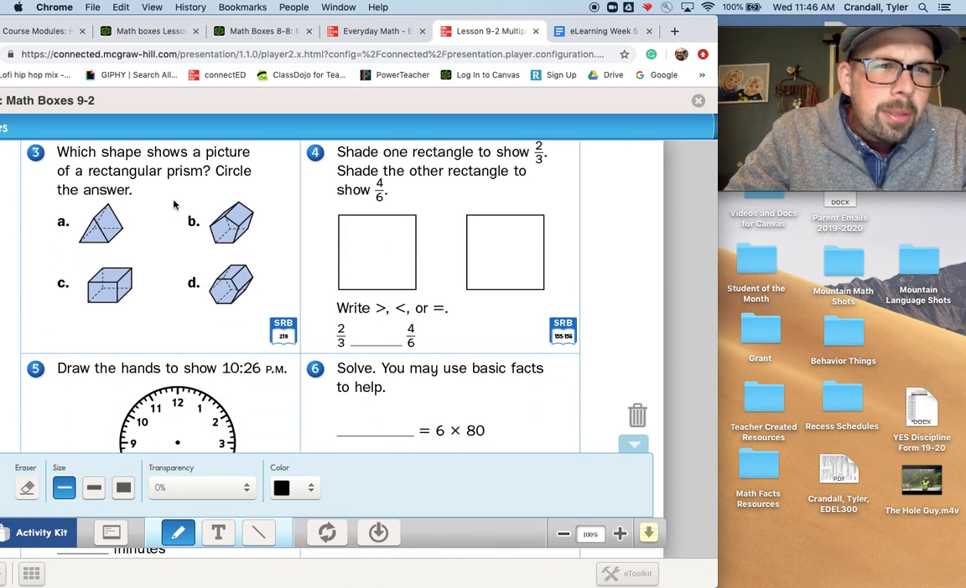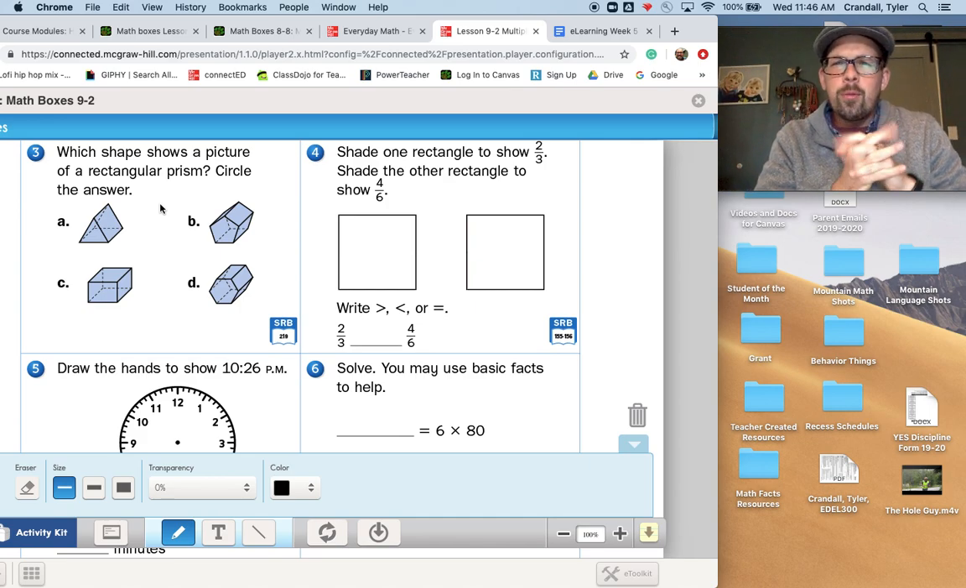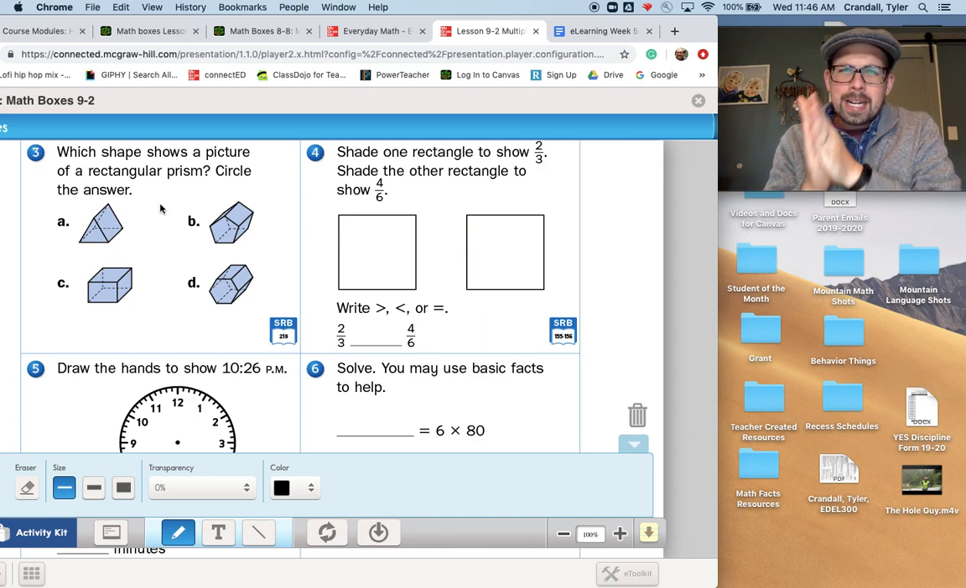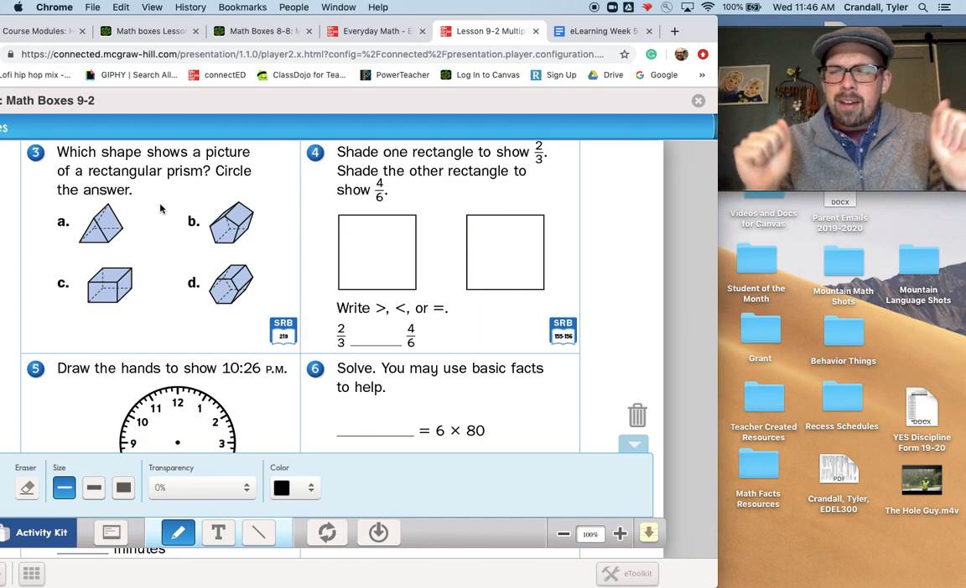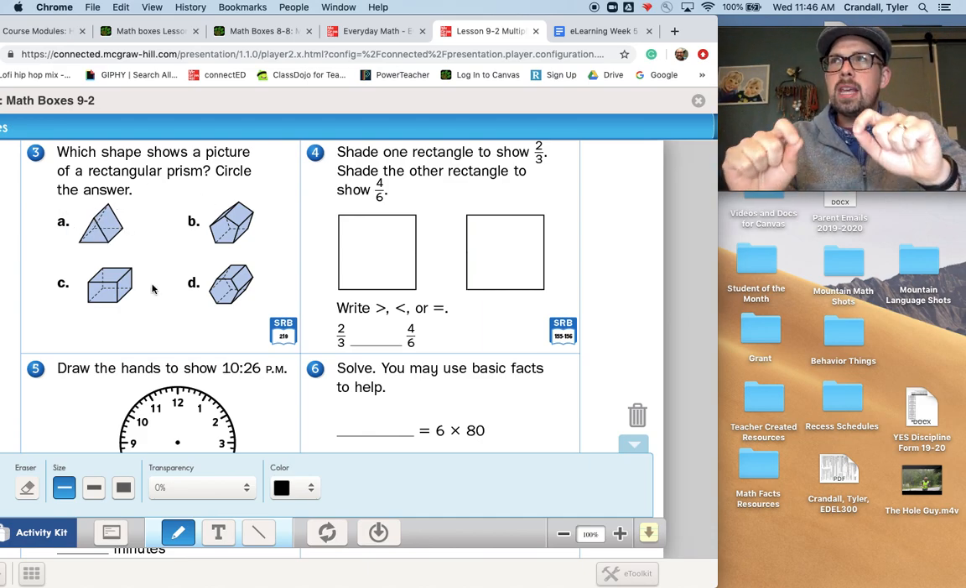Somewhere else. Number 3. Which shape shows a picture of a rectangular prism? Now, rectangular prism means that one of the faces or bases would be a rectangle, and all prisms have parts that look like rectangles. Like here, I see a rectangle, but it's all about what piece is the base.